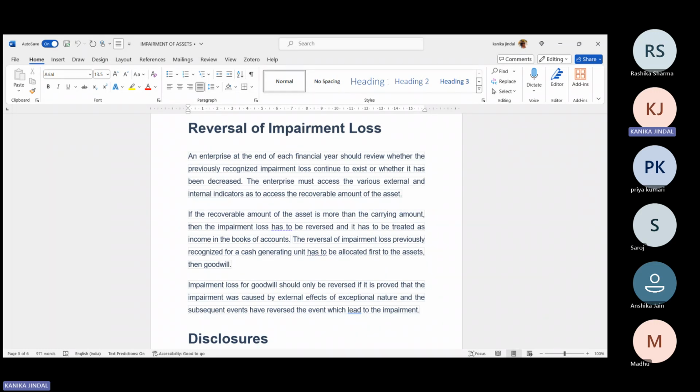The reversal of impairment loss previously recognized for a cash generating unit has to be allocated first to the assets and then the goodwill. So we will allocate it first to the assets and after that we will show it in goodwill. Impairment loss for goodwill should also be reversed if there is proof that the impairment was caused by external effects. I have told you earlier, there are certain factors that are external and certain factors that are internal. If the impairment was caused due to external factors and now there is a reversal of impairment loss, then it can be reversed in the case of goodwill also.